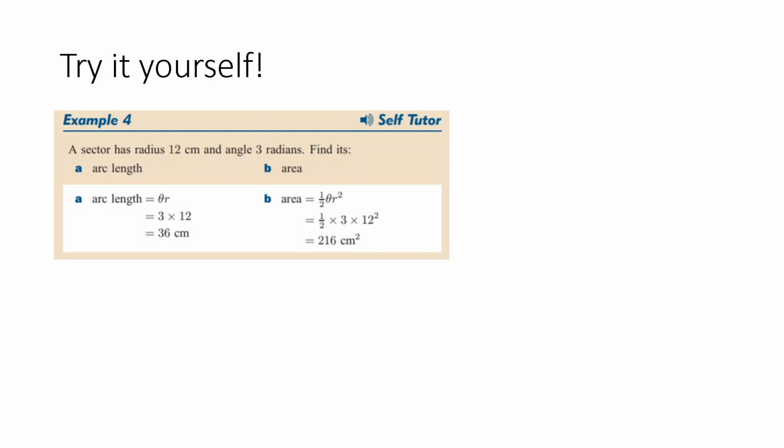To find the arc length, you just use theta r, which is 3 times 12, which is 36. For the area, you use the other formula, which is half theta r squared, and you plug in the numbers you know. So it's half times 3 times 12 to the power of 2, which is 216 centimeters squared.